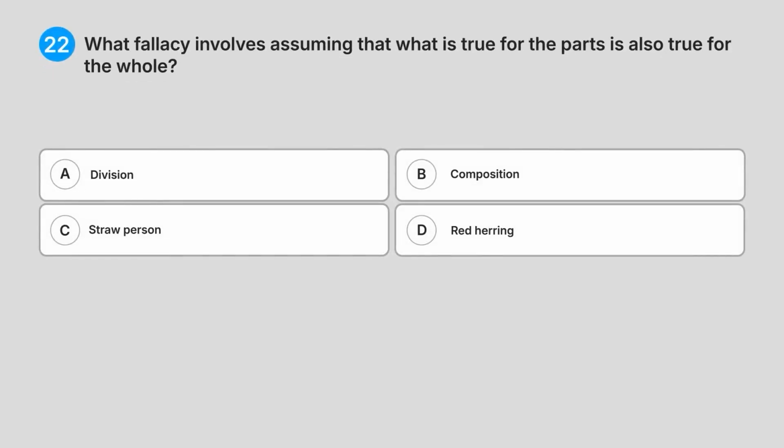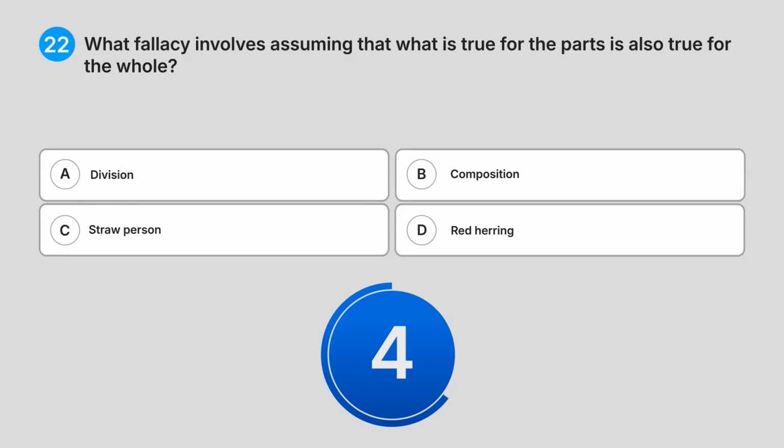22. What fallacy involves assuming that what is true for the parts is also true for the whole? A. Division. B. Composition. C. Straw person. D. Red herring. Do you know the answer?